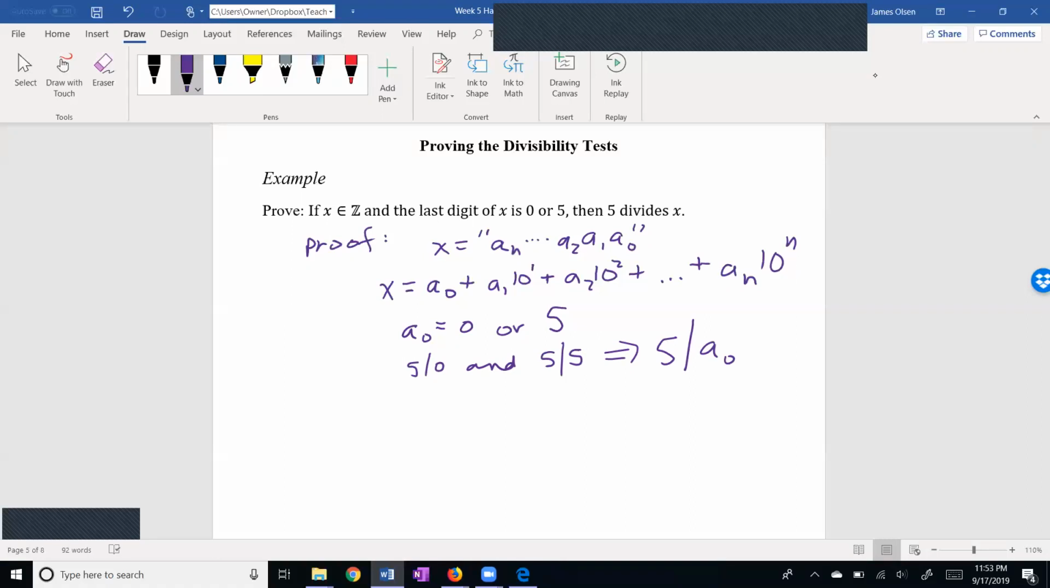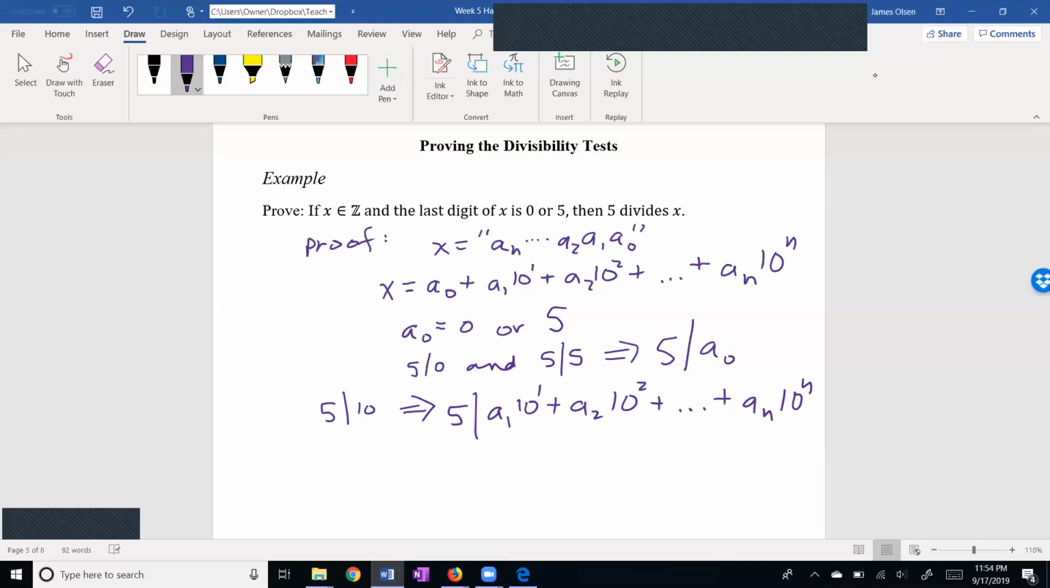Now, I would like to look at a general fact. 5 divides 10. This implies that 5 has to divide the whole rest of the number. 5 must divide a1 times 10 to the first plus a2 times 10 to the second plus and so on up through an times 10 to the n. Notice that 5 is not dividing the whole number yet. It is dividing all of the number except the first term.